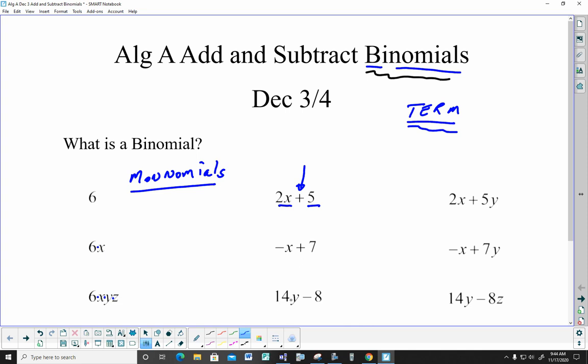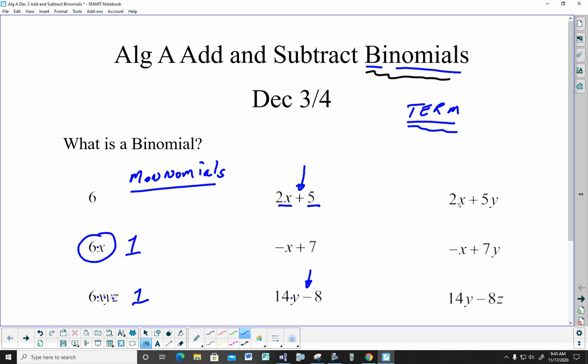I know that it's 14 times y minus 8, and you may think, well, there's a number, there's a variable, and there's another number. You may think there's three things, but remember, this is considered one thing. This is one thing, and this is one thing, and it's being separated by either an adding or subtracting. So all of these are binomials.